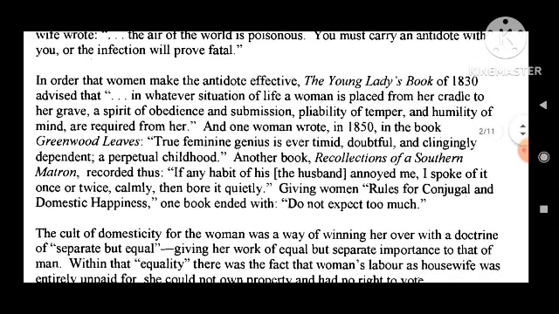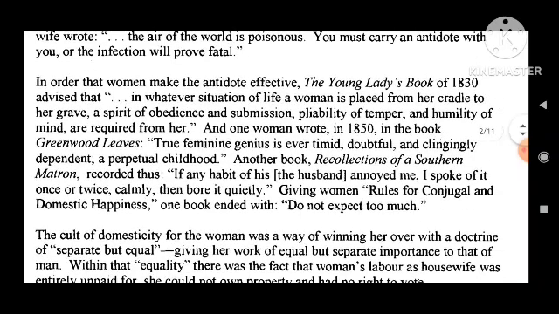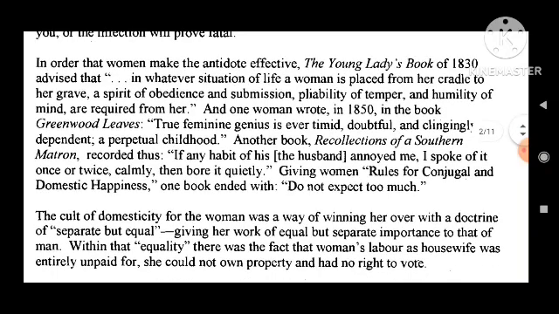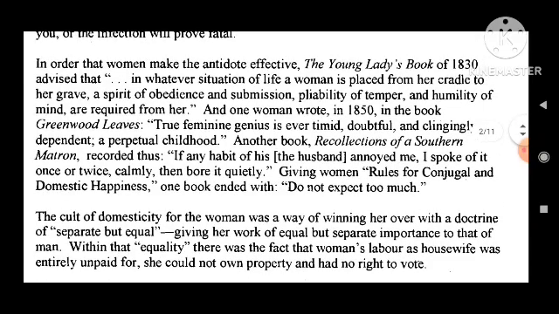In order that women make the antidote effective, the Young Ladies Book of 1830 advised that in whatever situation of life woman is placed from her cradle to her grave, a spirit of obedience and submission, pliability of temper and humility of mind are required from her.